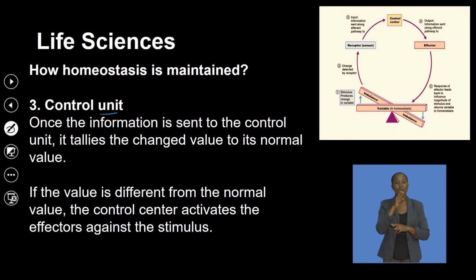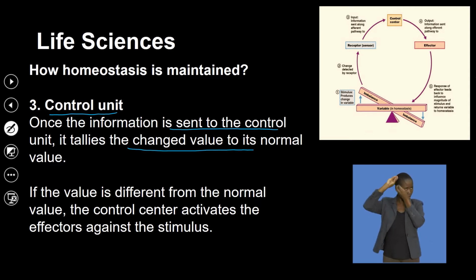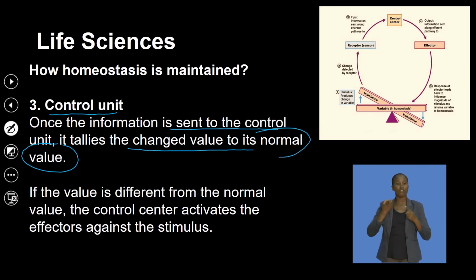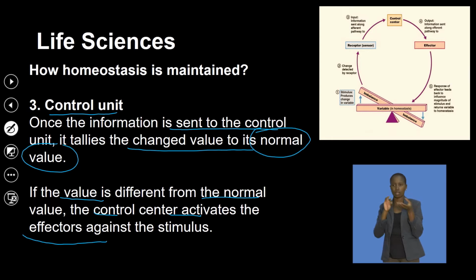The control center is going to interpret that and send information that needs to be received by an effector organ, through identifying something that is against the normal value. If the value is different from the normal, the control center will activate an effector organ, which then brings about a response to that stimulus.